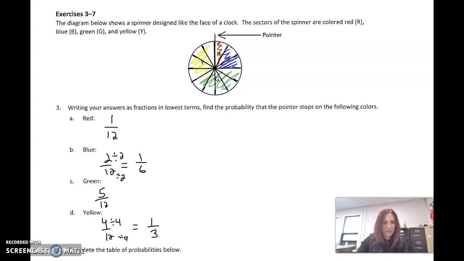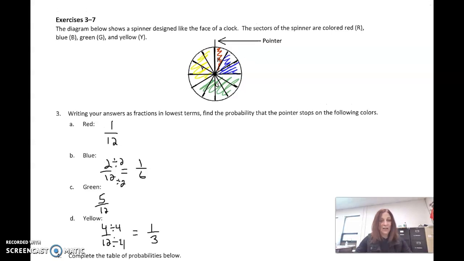Sorry, that was very sloppy down here. 4/12 divided, maybe it's going to be better, by 4. Sorry, guys. There we go. All right, so these are fractions in lowest terms. 1/12 of the circle is red, 1/6 of the circle is blue. 5/12, almost halfway, is green. And you can see that, almost halfway. And 1/3 of it is yellow.